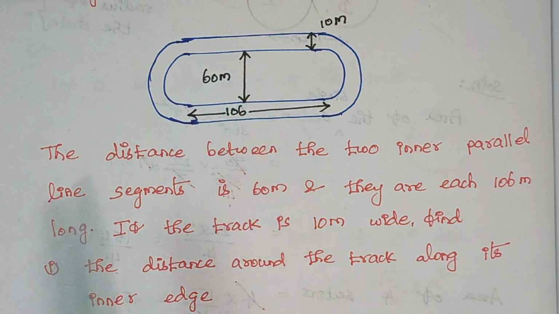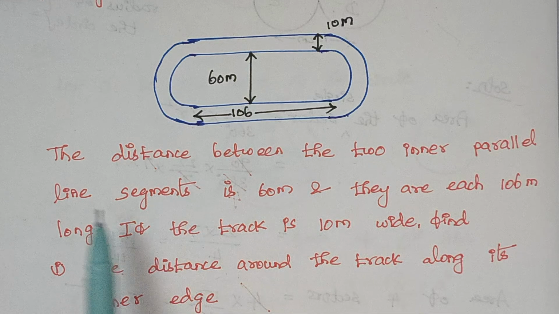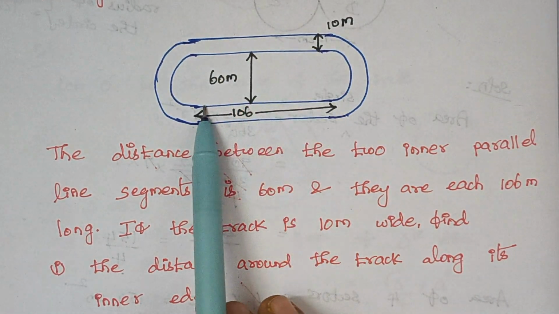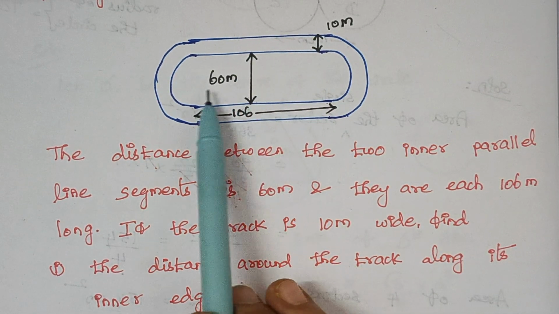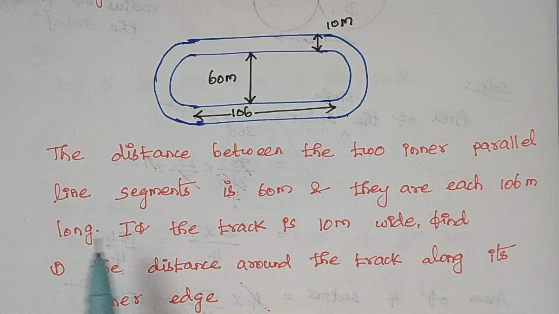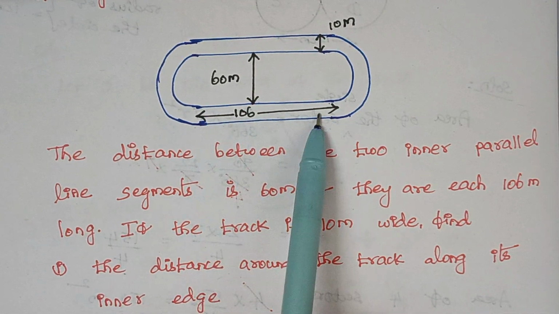That is, between the two inner parallel line segments. So you see these are the two inner line segments and the distance between these is 60 meter, right? And they are 106 meter long. So their length is 106 meter.